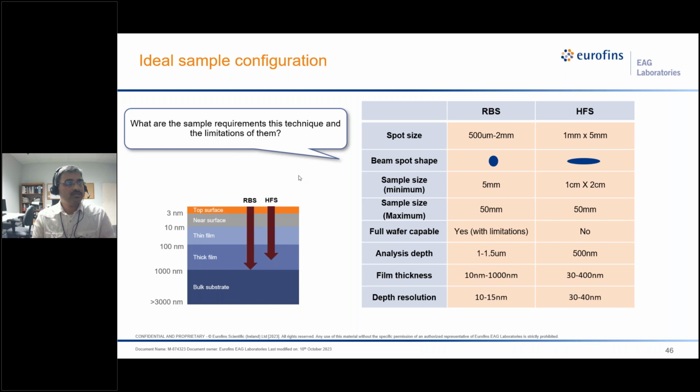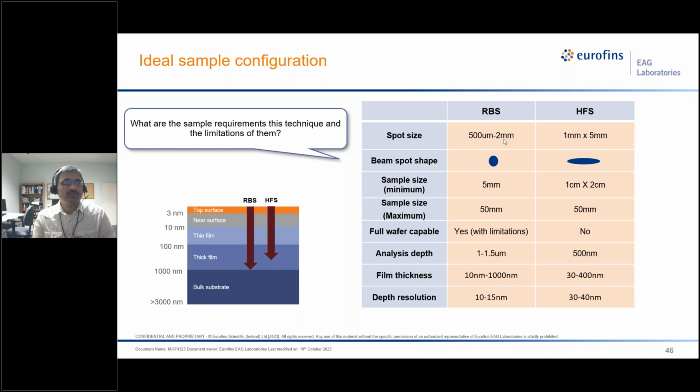There are also questions regarding the ideal sample configuration, and what the minimum and maximum sample sizes are. The minimum sample size is 5 millimeters for RBS and 1 by 2 centimeters for HFS. This is because of both the spot size and the measurement geometry.